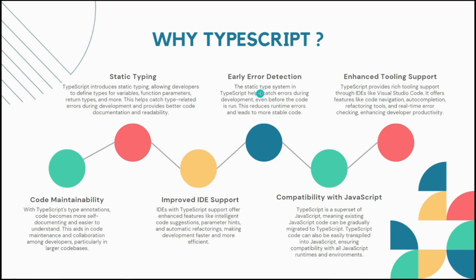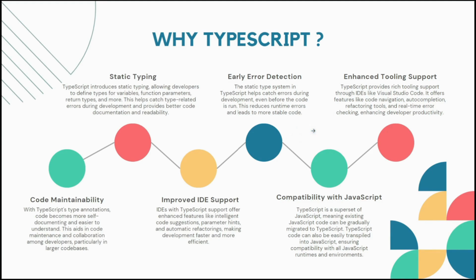So it has a static type system in TypeScript. That means it helps catch errors during the development. As you write the code, you would see the error. So before the code actually runs, you can still see the error. Okay, so this reduces runtime errors and leads to more stable code. Okay, so if you are writing the code and you see the error, you can solve it quickly.